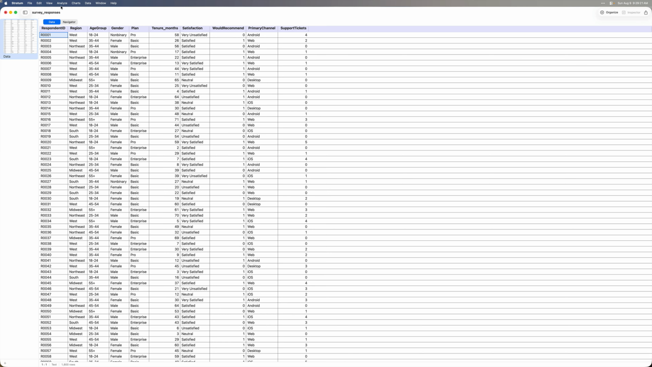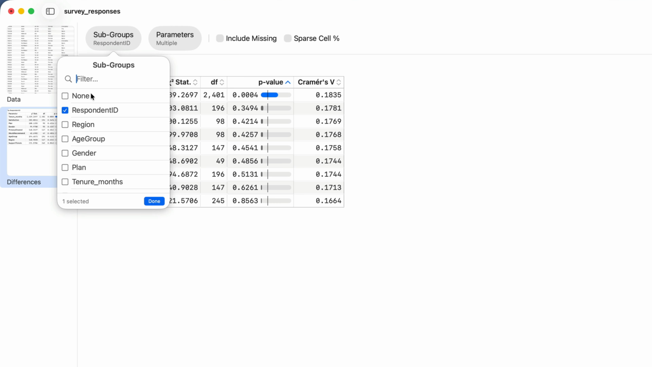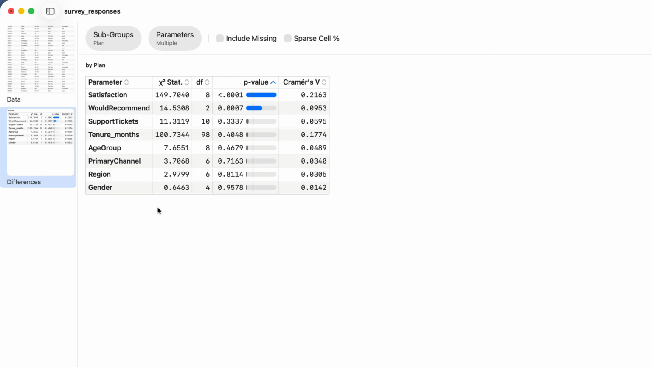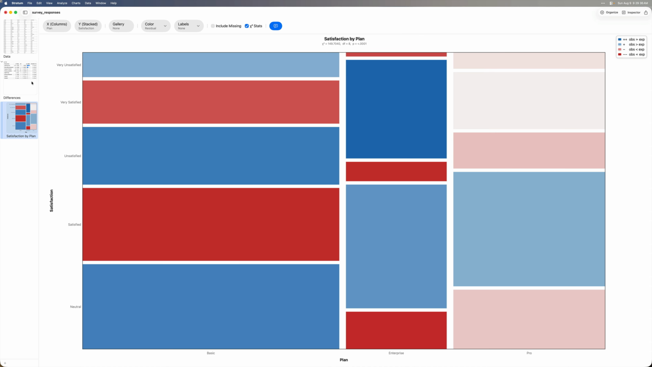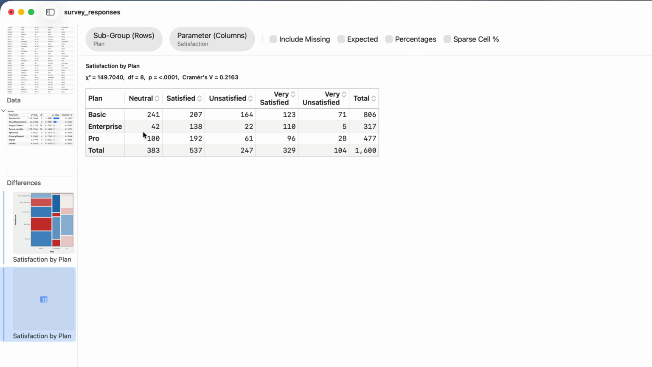When you have many combinations to screen, the differences analysis runs the comparison across every subgroup and parameter, then sorts most significant first. It's a triage tool, one ranked list instead of dozens of tables, and when a row looks interesting, I right-click to drill into a mosaic plot, a tiled picture of the table. A number tells you something is there, the mosaic shows you what.